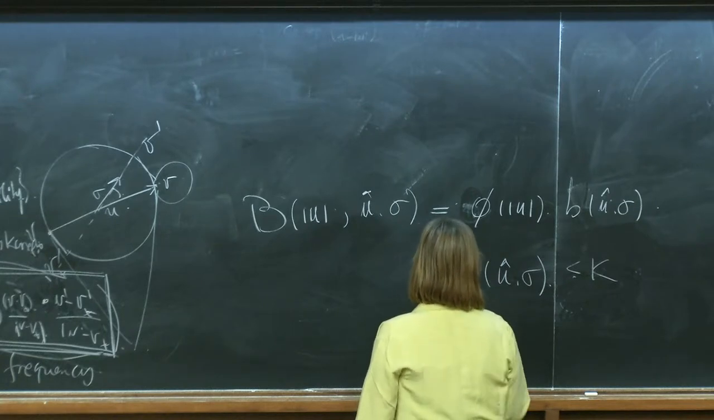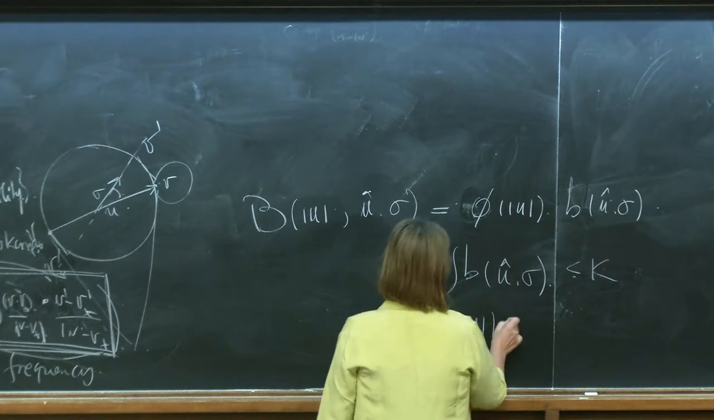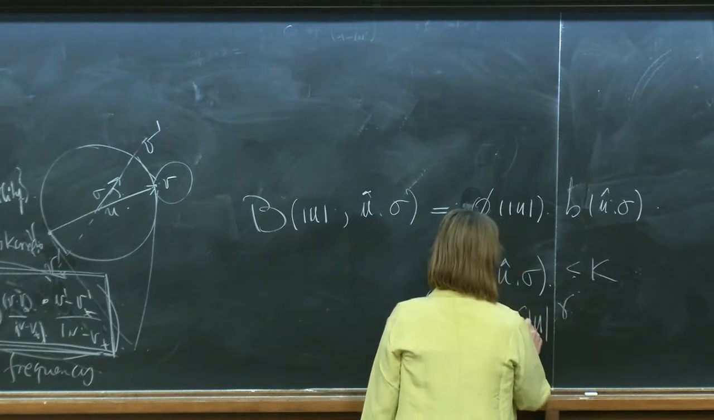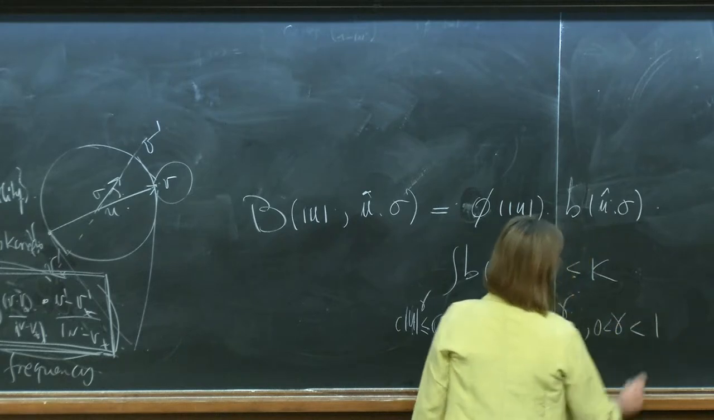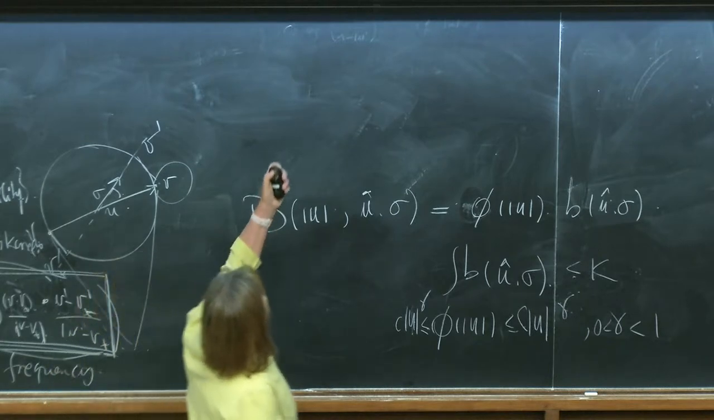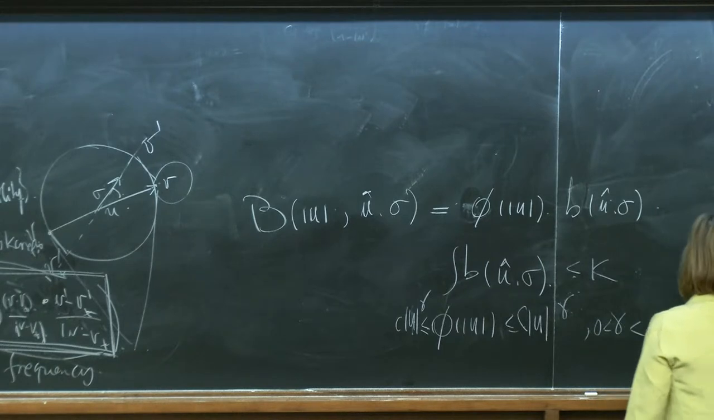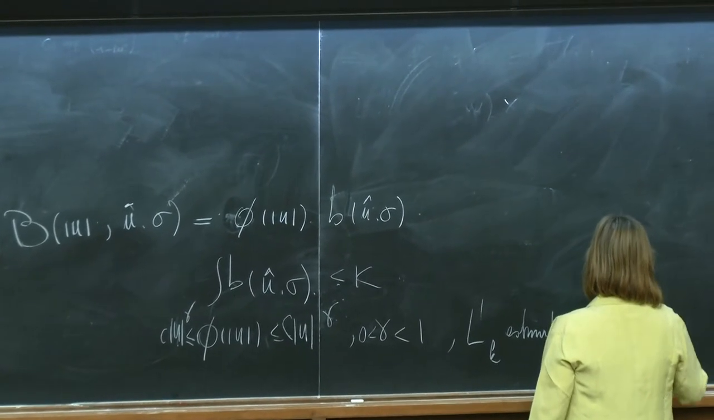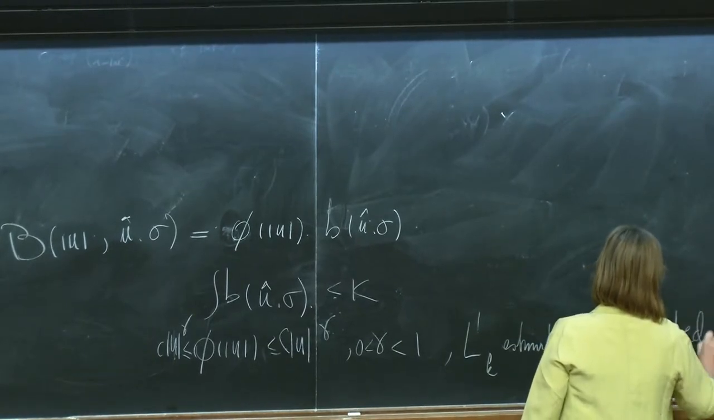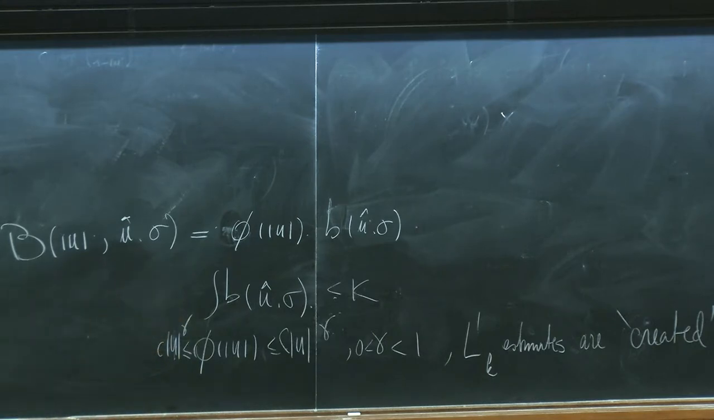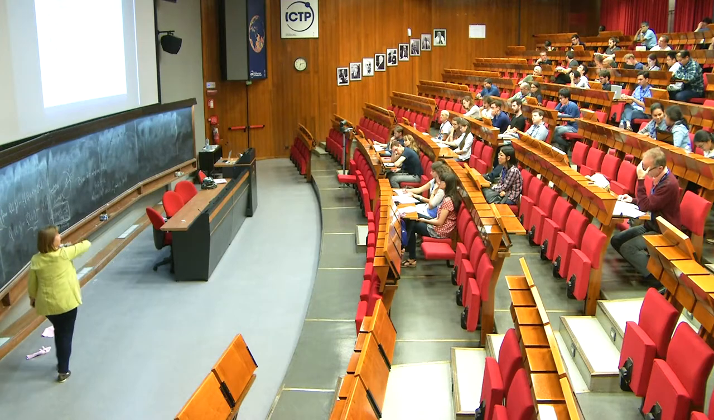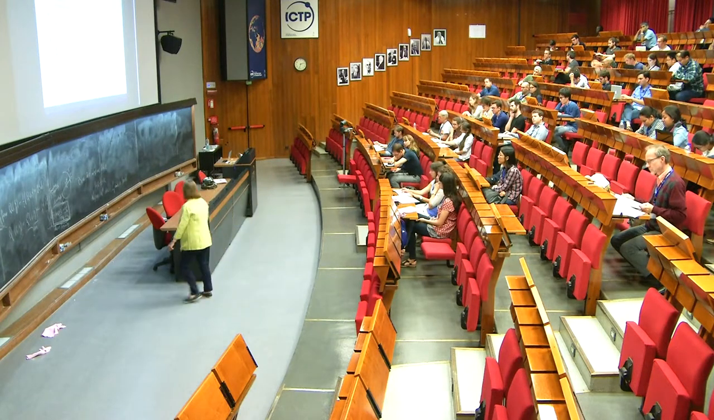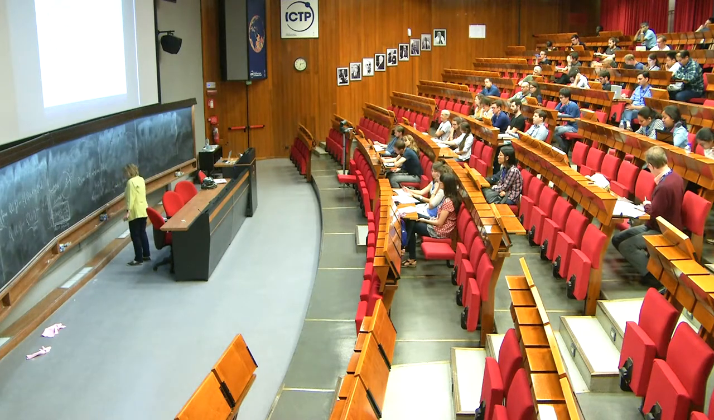And phi of u, imagine putting a constant capital C times u to the gamma, with gamma between 0 and 1. What you get is that the L1k estimates are gained, or are created, which means you can start with L12, and the Boltzmann operator will give you solutions that are in L1k for any k, which is quite an extraordinary event. And we know much more on that.